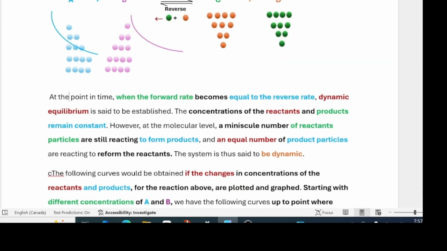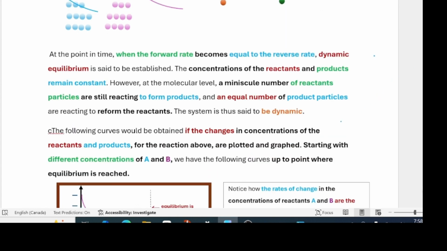At the point in time when the forward rate becomes equal to the reverse rate, dynamic equilibrium is said to be established. The concentrations of the reactants and products remain constant. However, at the molecular level, a minuscule number of reactant particles are still reacting to form products, and an equal number of product particles are reacting to reform the reactants. The system is thus said to be dynamic.